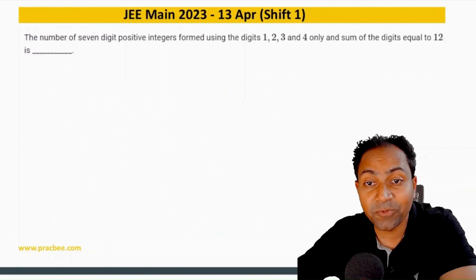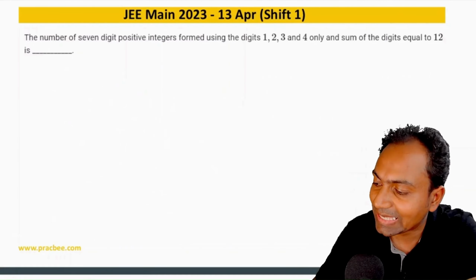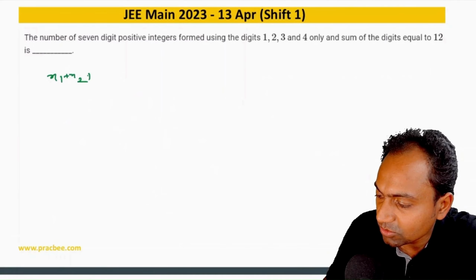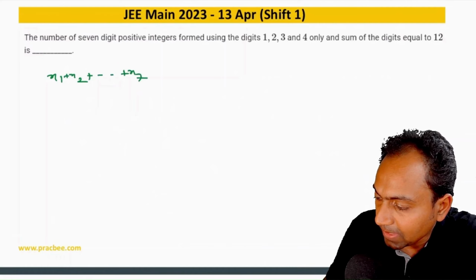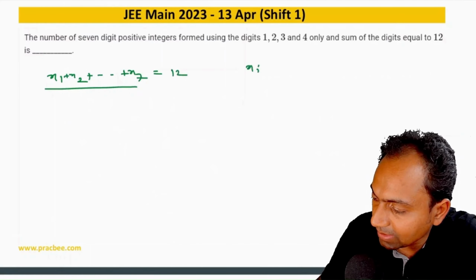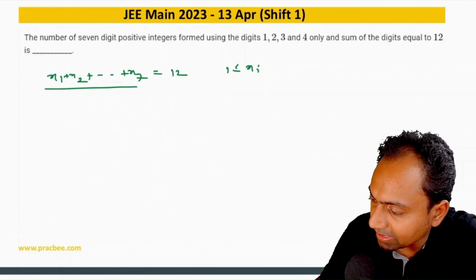Now a modified form of the last question was asked in 2023. In this question, again they have taken 7-digit numbers only. And they are saying the sum of the digits is equal to 12. And now xi is a whole number that lies between 1 and 4.